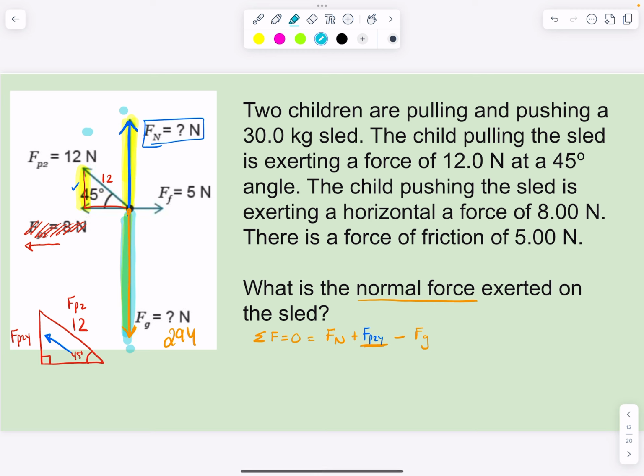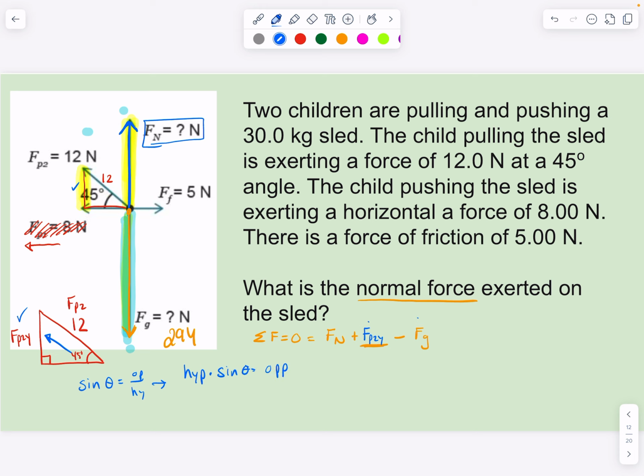So I need to find out the FP2y value in order to then use it in the formula to figure out what Fn could be. To find this one, because I'm doing the opposite, that's going to be a sine of an angle equals the opposite over the hypotenuse. In our case, because we're solving for the opposite, we can also say that it is the hypotenuse times the sine of an angle equals the opposite.